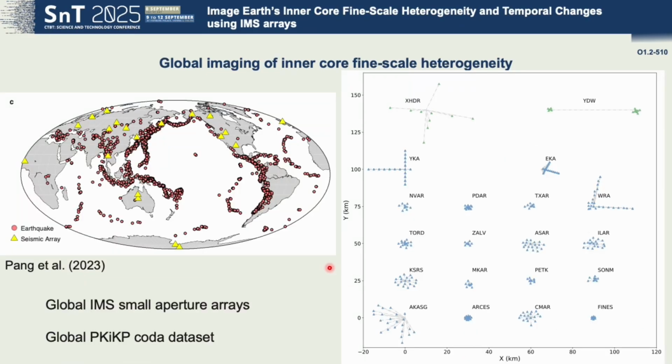That's why we need to use small-aperture seismic arrays to improve the signal-to-noise ratio. The figure on the right here shows array geometries for each array used in these studies, with the IMS arrays highlighted in blue. Previous studies were restricted to small regions. But the global deployment of the IMS arrays provides a really excellent opportunity to build a global PKiKP dataset. Then we can map out the global inner core fine-scale structure.